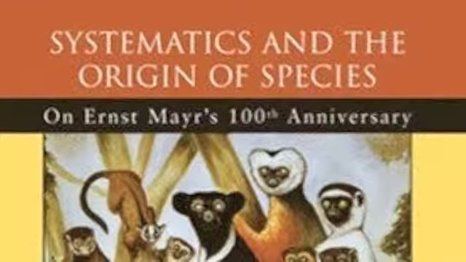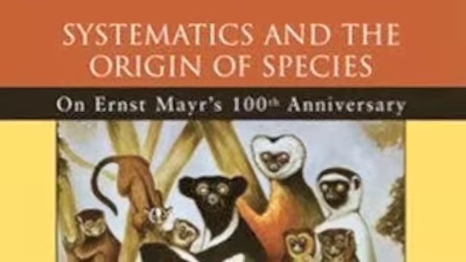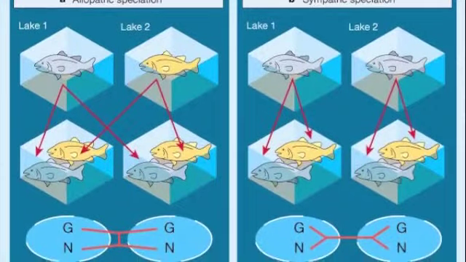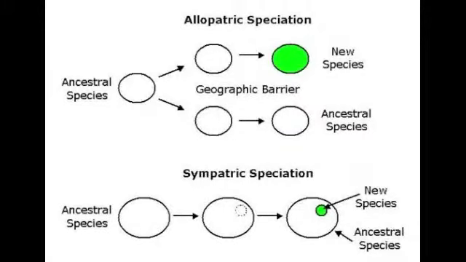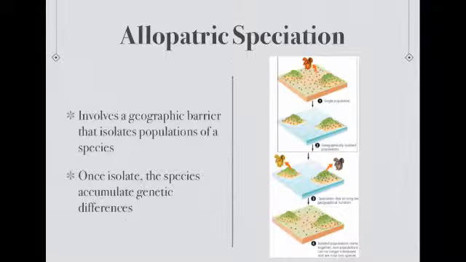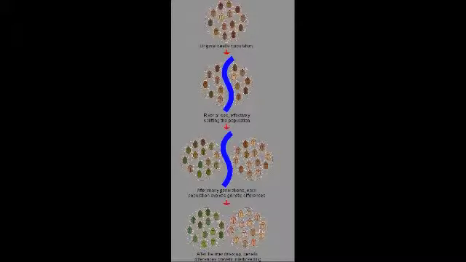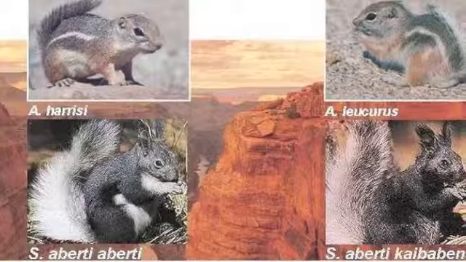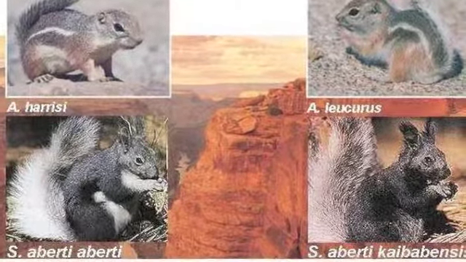Biologist Ernst Mayr described species as a potentially interbreeding population that does not interbreed with other populations when the opportunity presents itself. There are two different types of speciation, allopatric and sympatric. Allopatric speciation occurs when a geographic event isolates one species into two populations. Once isolated, the populations begin to evolve. Sympatric speciation occurs when a new species evolves from a single species while inhabiting the same geographical area.